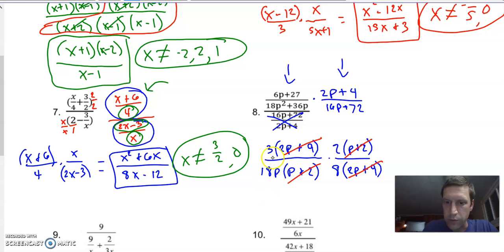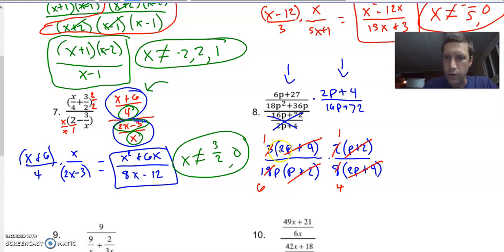I want to look at my coefficients. 3 over 18 is really 1 over 6. 2 over 8 is 1 over 4. So on the top, I think I just have 1, right? Bottom, I have a 6. Don't forget about this p right here. 6p and 4, so that's 6 times 4, 24p.